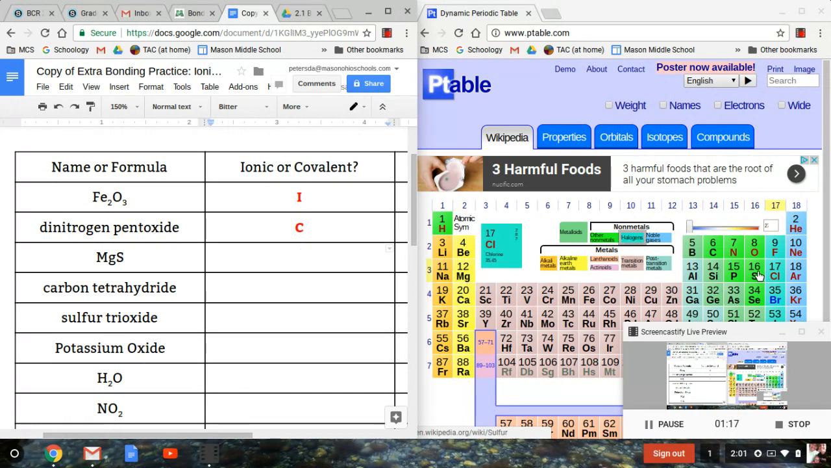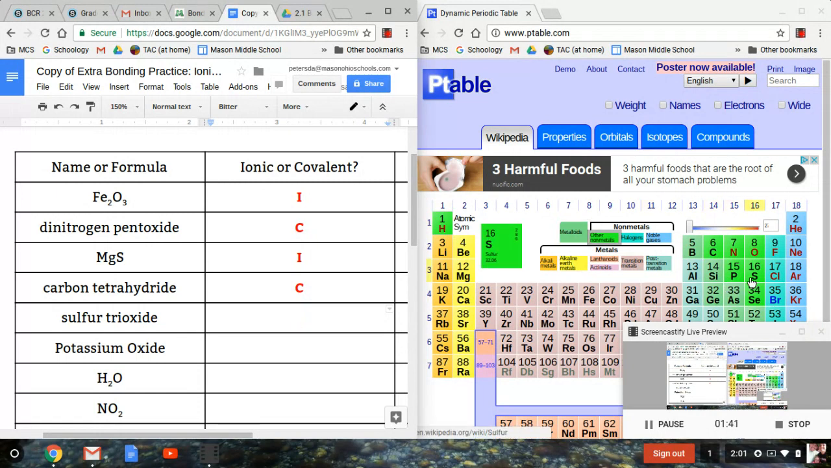Magnesium is a cation. Sulfur is an anion. Magnesium is definitely a metal. Sulfur, nonmetal. That's ionic. Carbon tetrahydride. Carbon is a nonmetal, and hydrogen, a nonmetal. Now, I know these can go both ways, so it gets a little tricky, but we go back to two nonmetals, which makes it covalent.